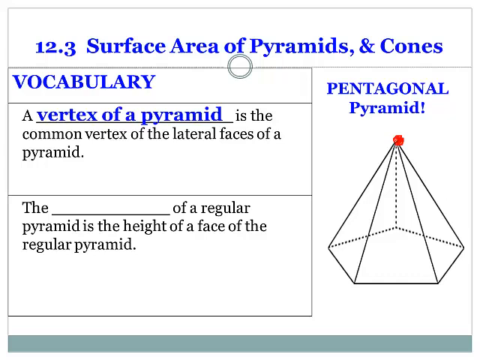So the vertex of the pyramid is where all of the lateral faces come together and connect to make that top point. And it says that the slant height of a regular pyramid is the height of a face of the regular pyramid. So what they're talking about here is the slant height would be from the vertex at the top, and it would go down this side to create a right angle with the base.